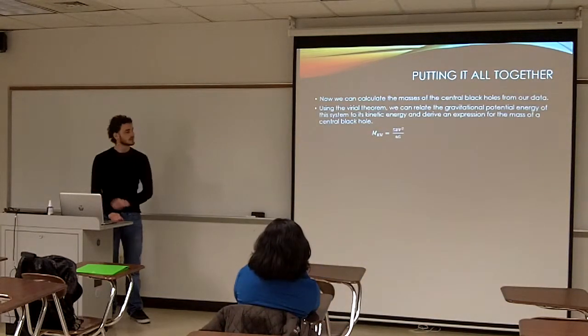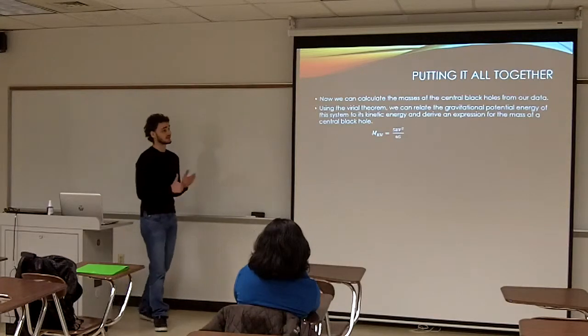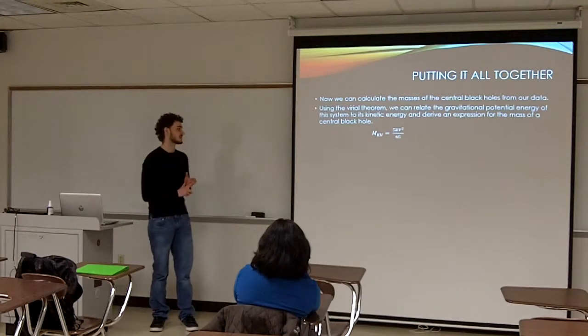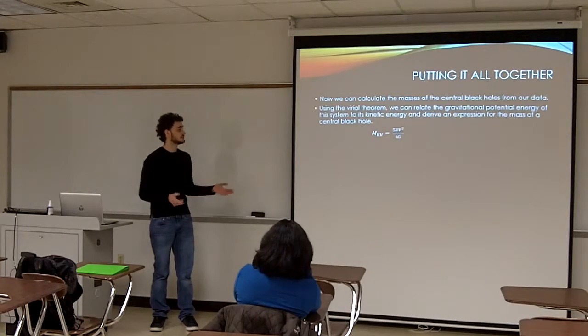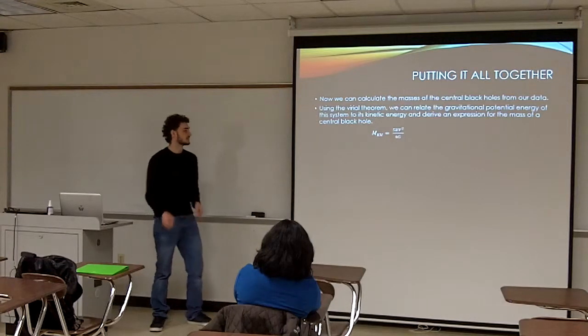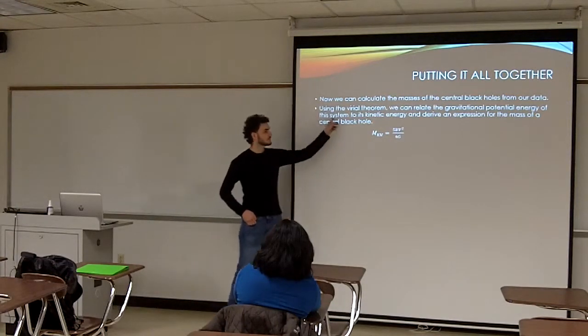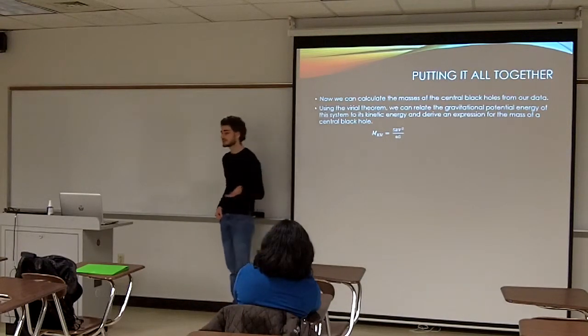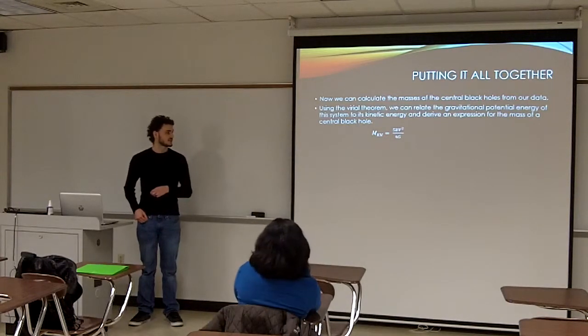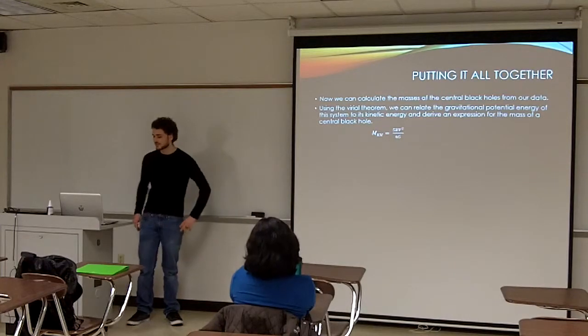All right, so at this point we have our line of sight velocities, and we have the radii at which we have those velocities. So all we really need to do now is calculate the mass of the central black holes. Using the virial theorem, you can relate the gravitational potential energy of the system to its kinetic energy, and you can come up with that handy expression there for determining the mass of your central black hole.